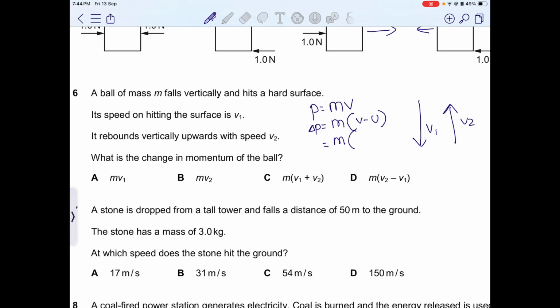So the final is basically v2. Now remember that these are velocities, so we have to take a direction. For example, if you're considering moving down as positive, that means moving up would be negative. You guys have to be careful for that. Let's say the final is negative, so negative v2, and we're subtracting negative v1. An alternative would be to take going down as negative, so going up would be positive.